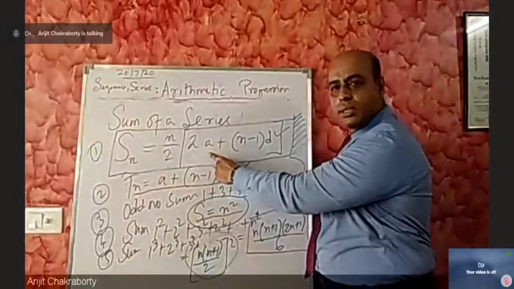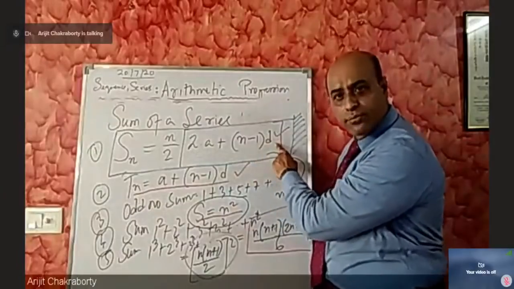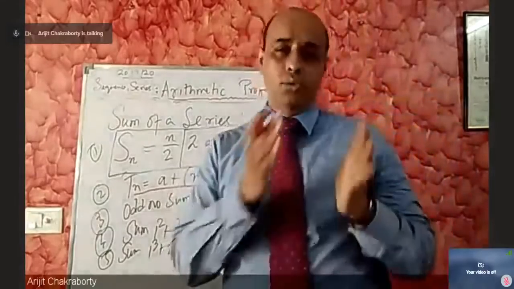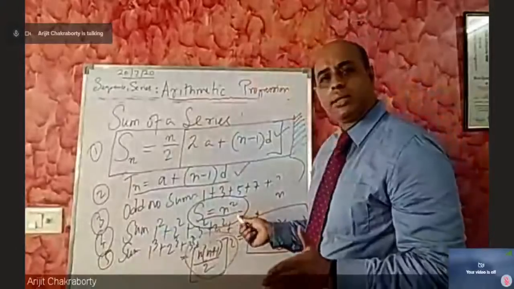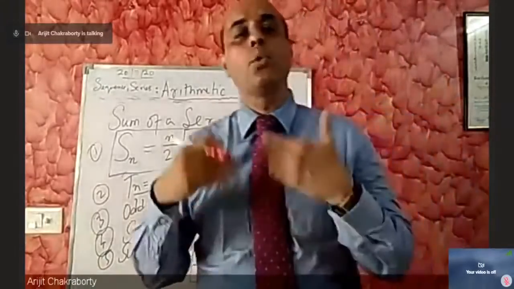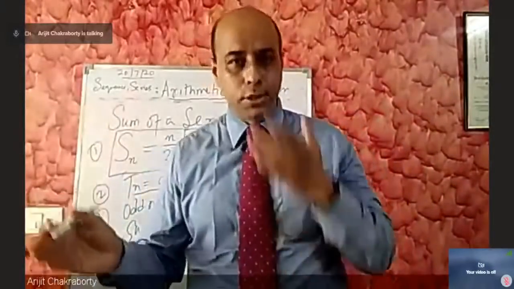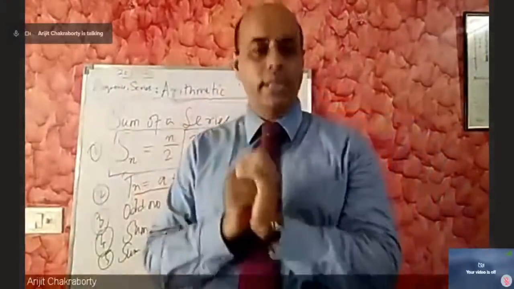2 into the first term, 2a, plus n minus 1 into d, where d is the common difference. Then we saw the sum of the odd numbers, 1 plus 3 plus 5 plus 7, that is equal to n square. The fourth we saw is the sum of the squares, 1 square plus 2 square plus 3 square plus 4 square and so on. n into n plus 1 into 2n plus 1 by 6.